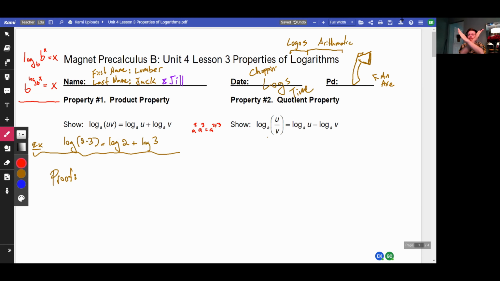Racer X. Do you know what I'm talking about? Racer X? Speed Racer? No. Okay, anyways, let's proceed. All right, so.